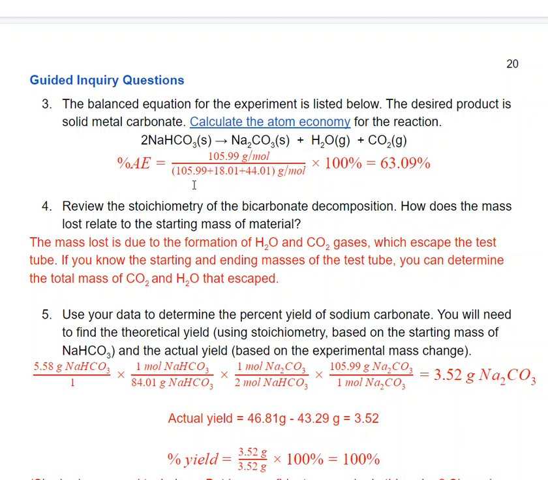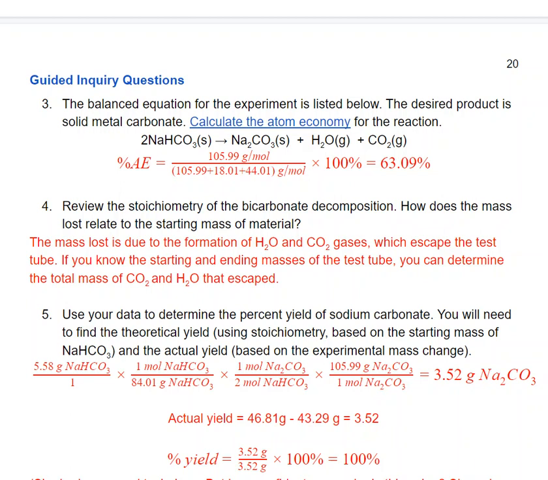So how is the mass lost related to the starting mass of material? The mass that was lost was due to the formation of water vapor and carbon dioxide gas. Those escape the test tube. Now, if you know the starting and ending masses of the test tube, you can figure out exactly how much carbon dioxide and water escaped.